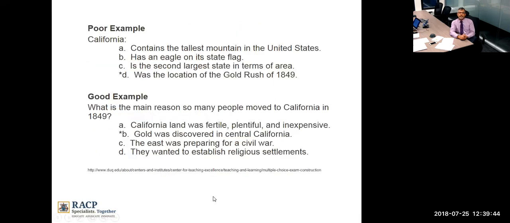Here's another example. If you just said "California," what are you trying to assess? But if you say, "What's the main reason so many people moved to California in 1849?" it focuses the question. You understand what you're looking for, and that transparency of what you're trying to assess, and the candidate's ability to communicate to you that they understand it, is really important. So again, this is an example of why the cover test is a good assessment of a good question.